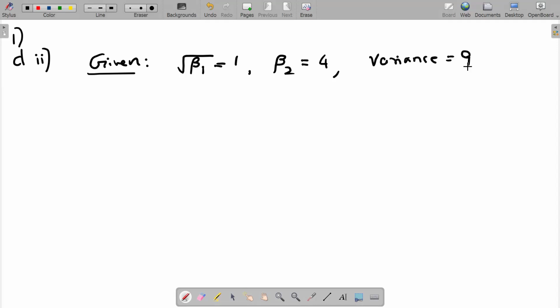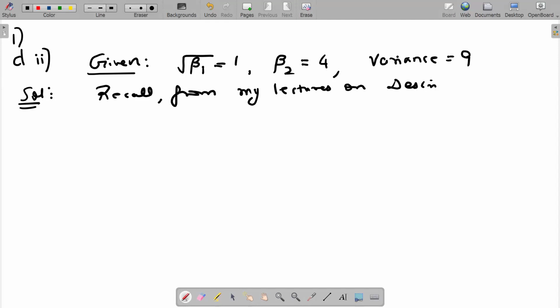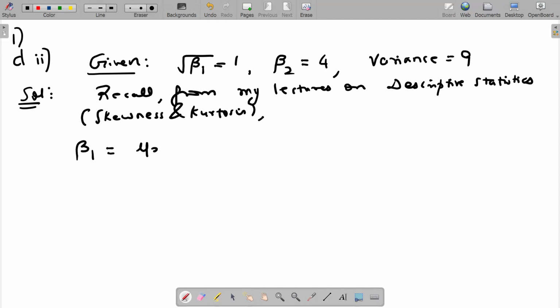Now, recall from my lectures on descriptive statistics, where I've covered skewness and kurtosis. Students can refer to those lectures. The formula for beta 1 is actually mu3 square over mu2 cube, where mu3 is the third central moment and mu2 is the second central moment.